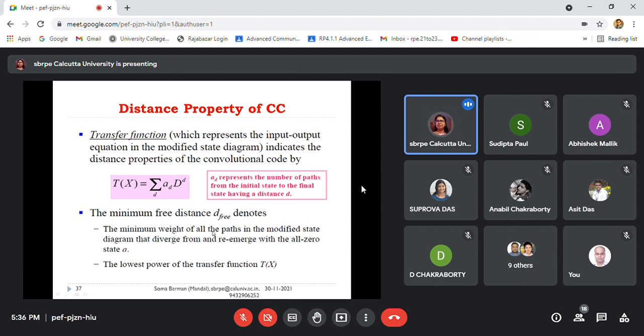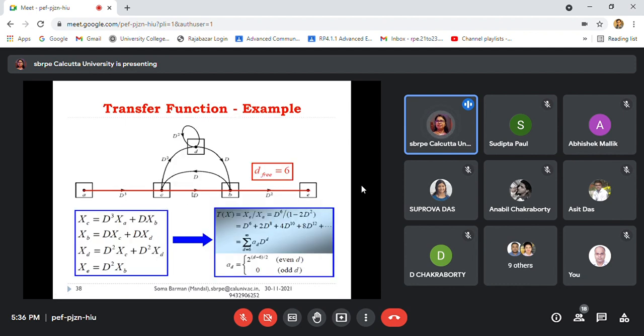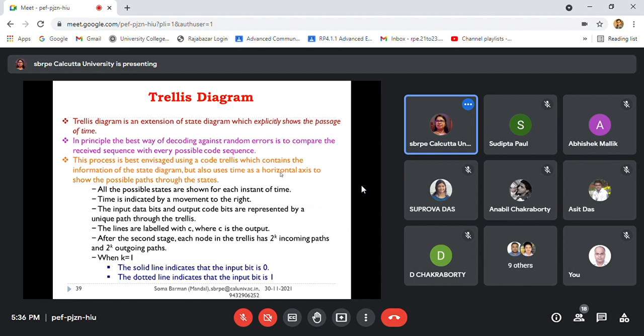This property is also used in the Viterbi algorithm for decoding the convolutional code. Okay. So this is written here, and it is also showing that the free distance is 6, which I have already explained. So I am not going into this part. Now I am going to the trellis diagram.